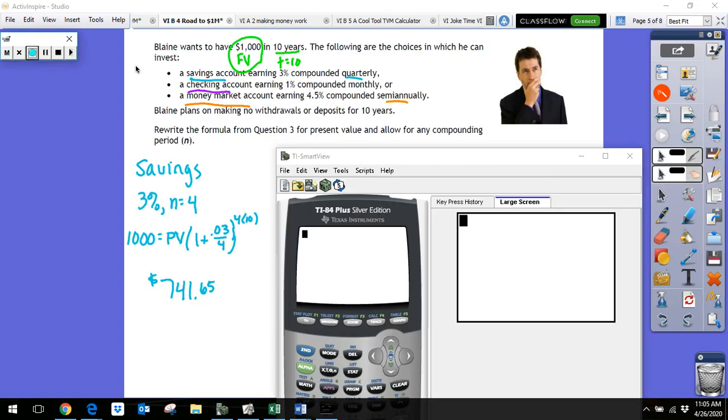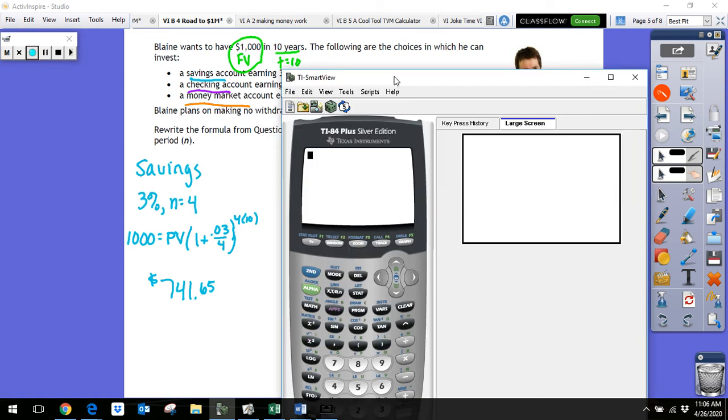All right guys, and then there is Blaine. I pretty much just took shots of people so we would have something to look at here. But Blaine wants to have $1,000 in 10 years. Not a very big goal, just something little. And the following are choices in which he can invest. So a savings account earning 3.8% compounded quarterly. How much money would he have to put in now at 3% compounded quarterly, that's where the 4 comes in, over 10 years for it to grow to be 1,000?